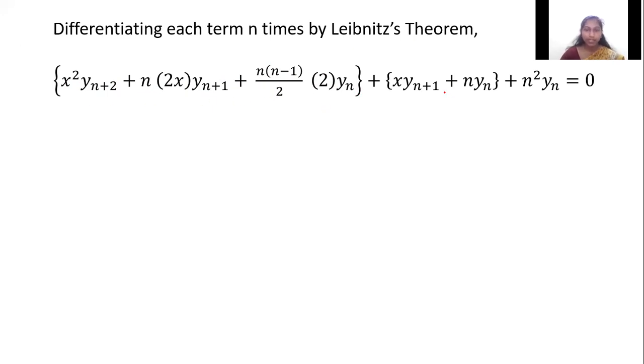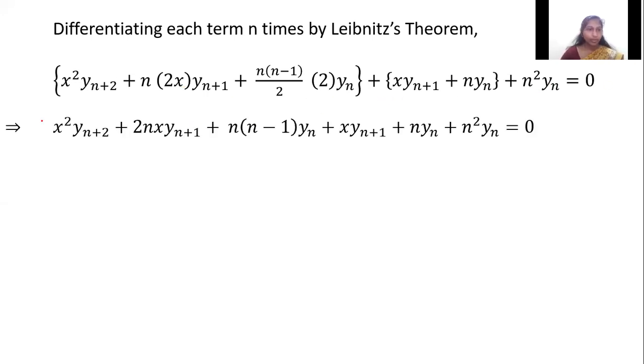Now I move on to the second term. The second term is x y1. Applying Leibniz theorem, what do we get? It is x y n plus 1, plus n into y n, derivative of x is 1, and the next term is going to be 0. So I can stop here. Then plus the last term, n square y, whose nth derivative, I don't need to apply Leibniz theorem in this term because it is only one function, not a product of functions here. So it is n square y n, equal to 0.